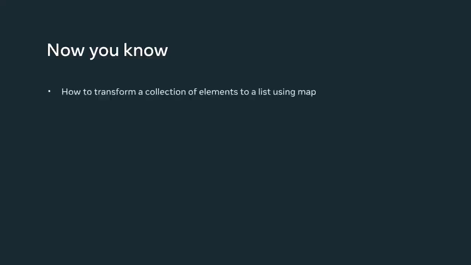As you've learned in this video, when you want to transform a collection of elements to a list of elements, you use map. In our example, Little Lemon transformed a list of menu items with prices into a list of menu items with just the names and no prices.